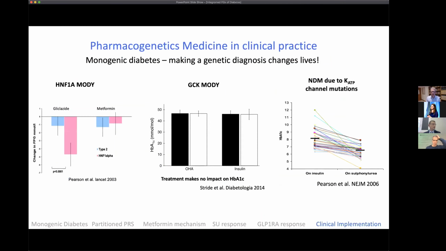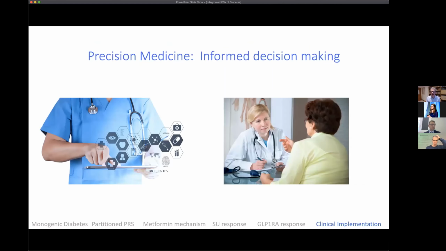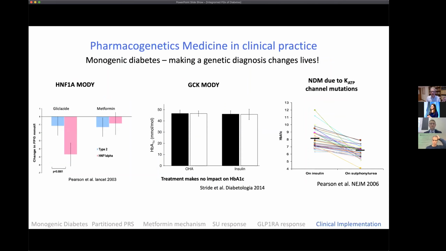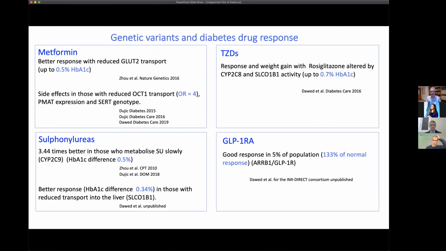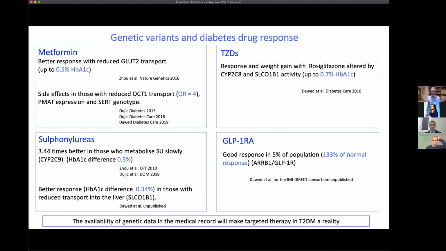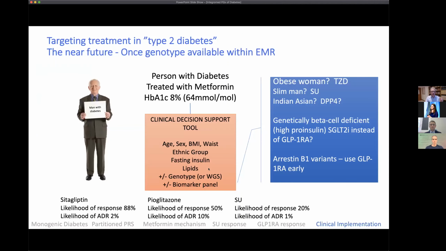I'm just going to move on and think about how this informs decision making. Well, monogenics, it's a no-brainer. We need to look for it and it will change treatment. Type 2 diabetes, polygenics, we have moderate to large effect sizes that matter, but they only matter when we've got that genetics available, and we're not going to be genotyping people in order to decide on drug response in type 2 diabetes. But if we know it's available, then it can be incorporated with all of their other clinical information to help guide what is the best drug for an individual.